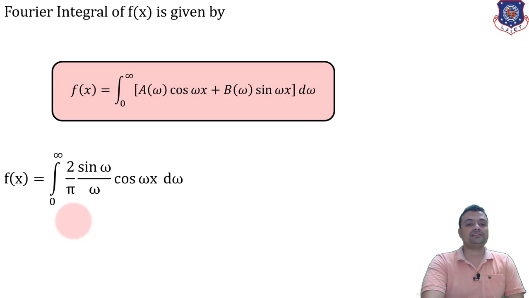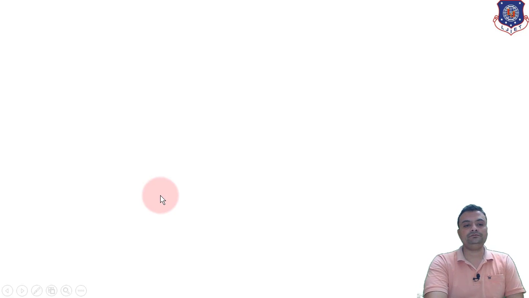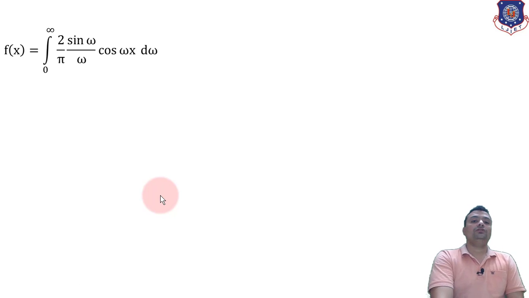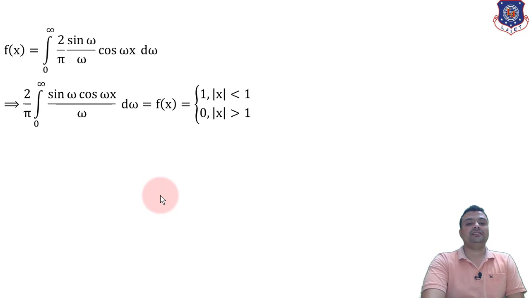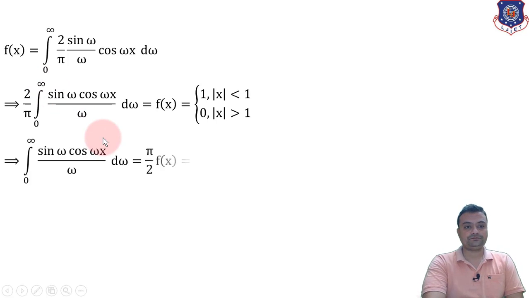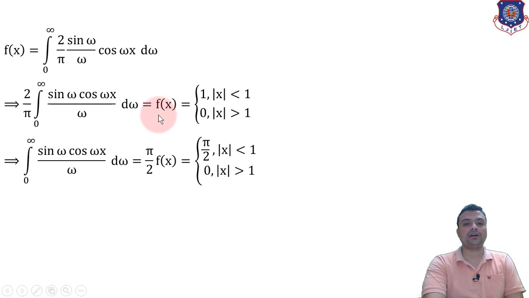give you f(x) as integral from 0 to infinity of 2 by pi sin omega by omega cos omega x d omega. Now, this simply means that if I take f(x) as the function, it will result into this answer. I am taking 2 by pi outside. Now, in my next step, I am taking this 2 by pi on the other side of the equation. It will give me pi by 2 times f(x).